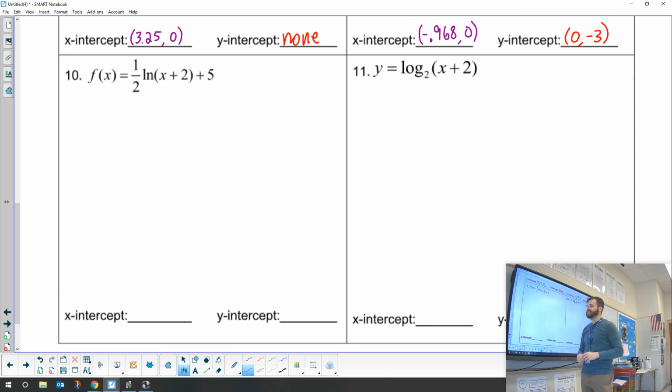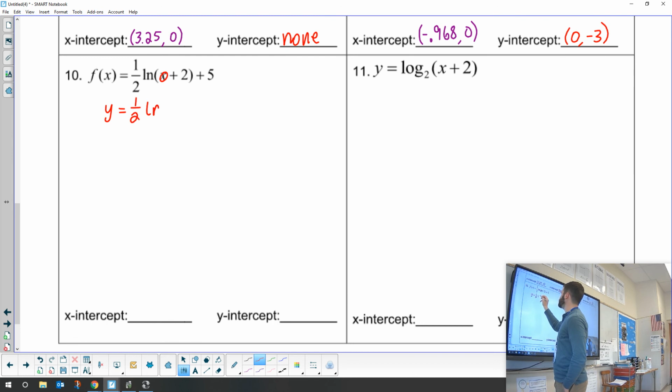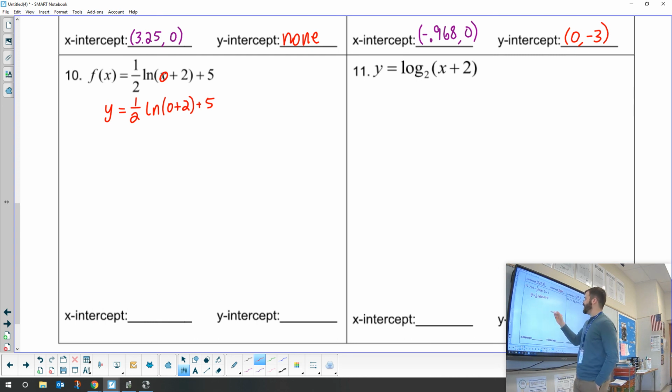Let's take a look at number 10. So number 10, you can see that's using a natural log. So let's start off. Let's find our y-intercept first because that's the easiest. To find my y-intercept, we're going to replace that x with 0. So we're going to have y equals 1/2 times the natural log of 0 plus 2 plus 5. And once again, we can just plug that into our calculator. I know that 0 plus 2 is 2.